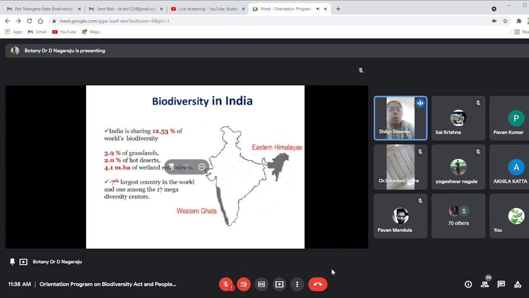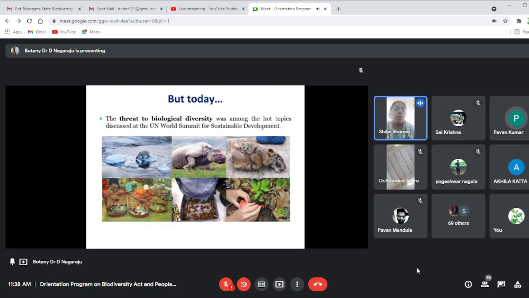Then there can be n number of innovative trends, methods and approaches to conserve biodiversity. We can go for eco-restoration, eco-development, and awareness programs. So there are n numbers. You can also come up with some idea. Next is the slide for the most important thing here.